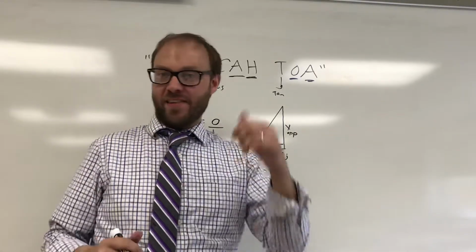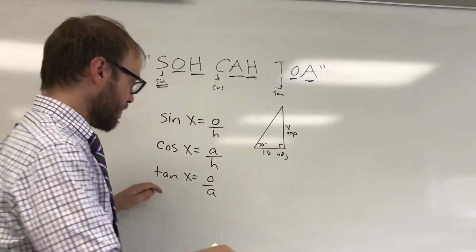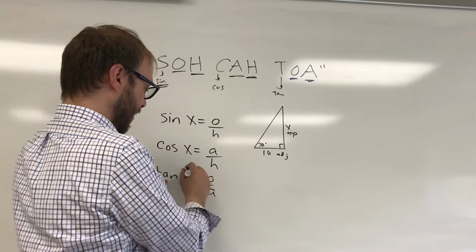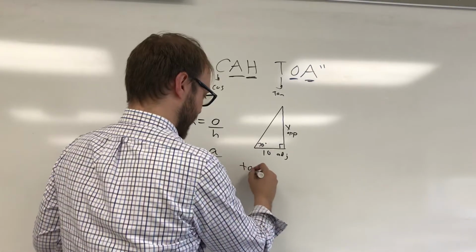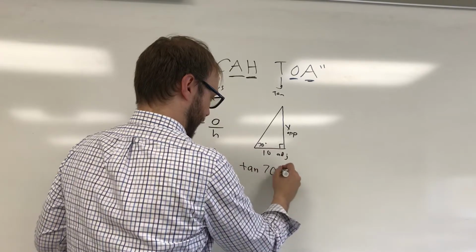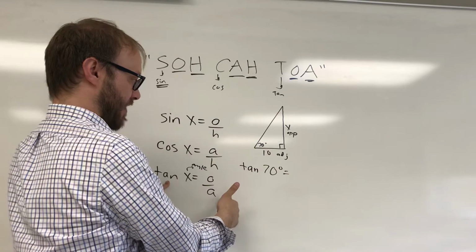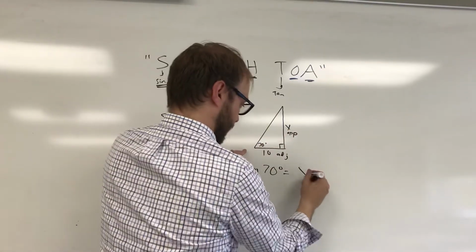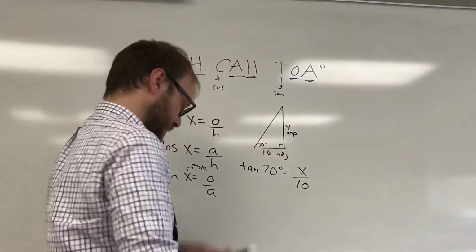You're always going to figure out, is it a sine, cosine, or a tangent? And then we just fill the values in. So we are going to take the tangent of a 70-degree angle here, and it's going to be equal to the length of the opposite side divided by the length of the adjacent side. The opposite side is x, which we don't know. The adjacent side is 10, which we do know.